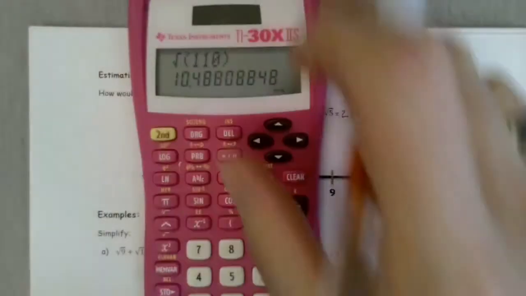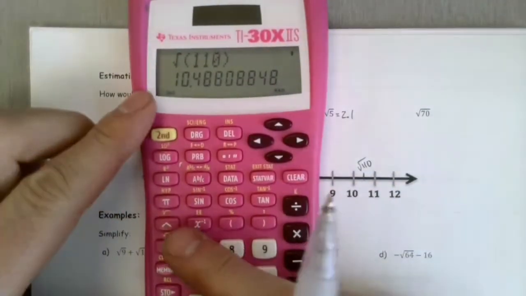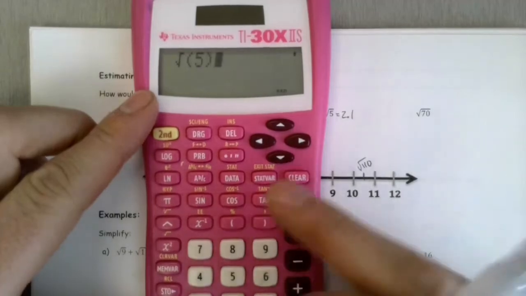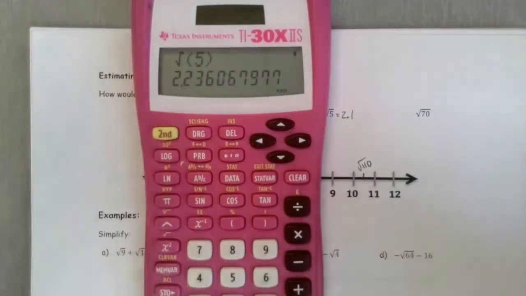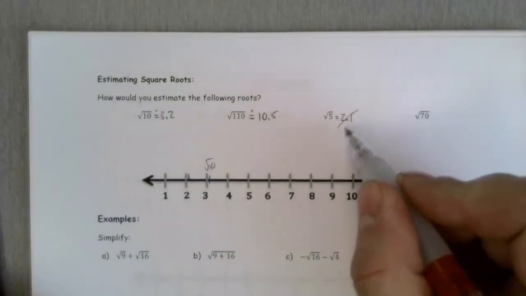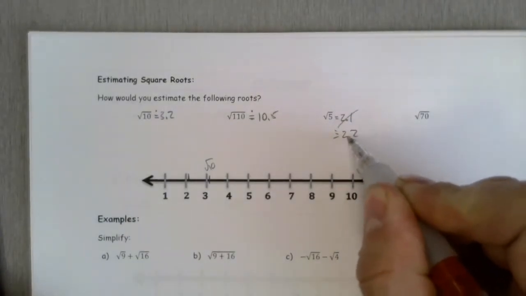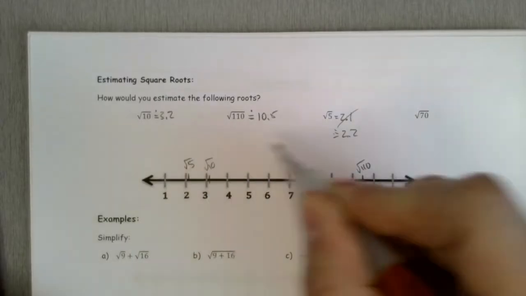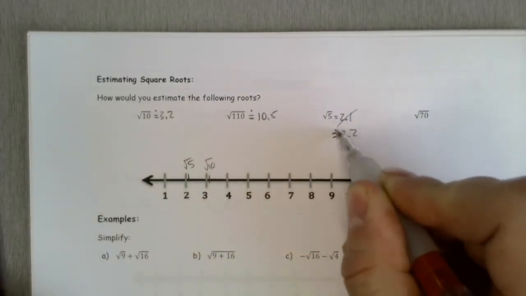Let's take a quick look here. Now, what is the square root of 5? Oh, that was a little off there. It's 2.2. Okay, so that's not right here. It's going to be approximately 2.2. But here's my root 5, just a little bit bigger than 2.